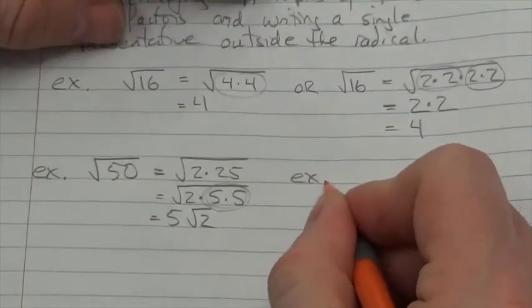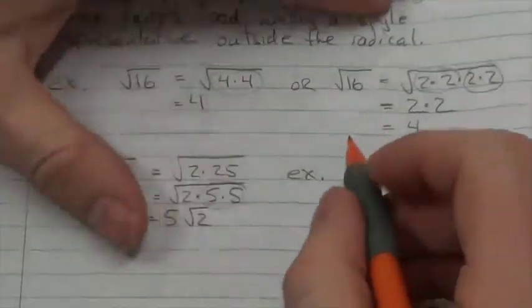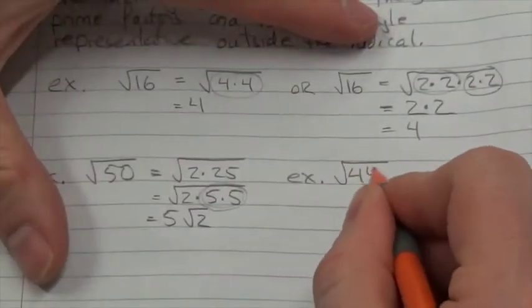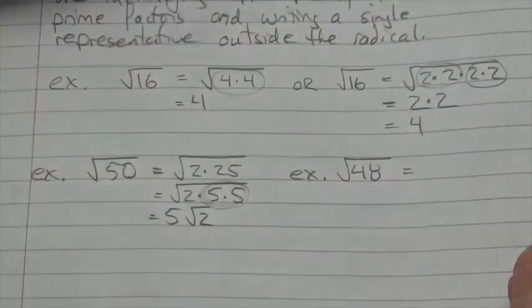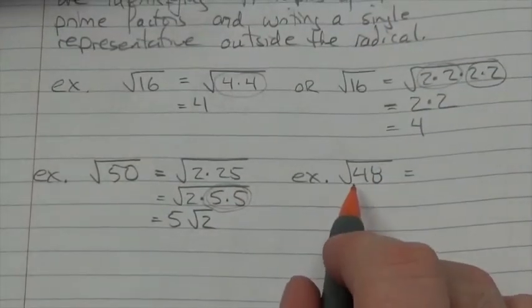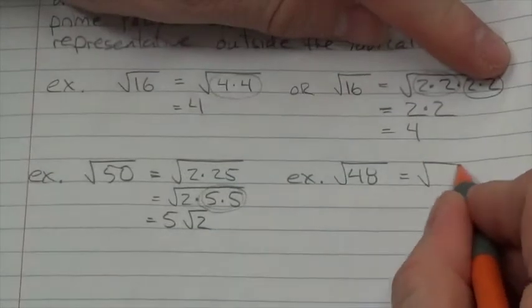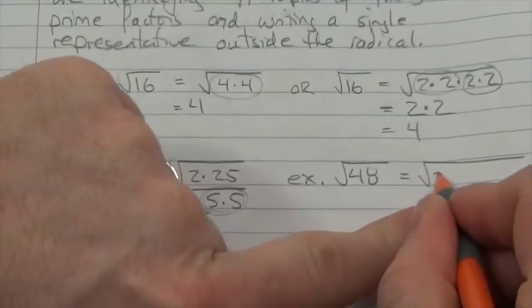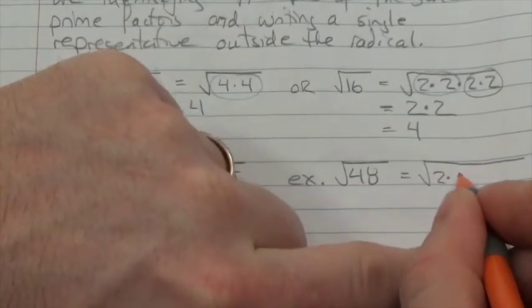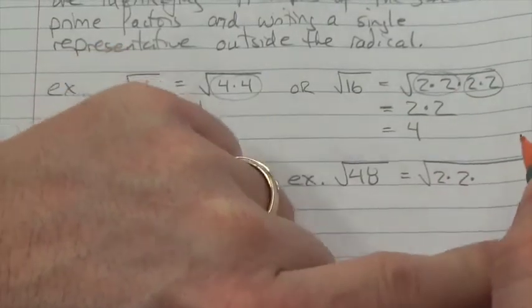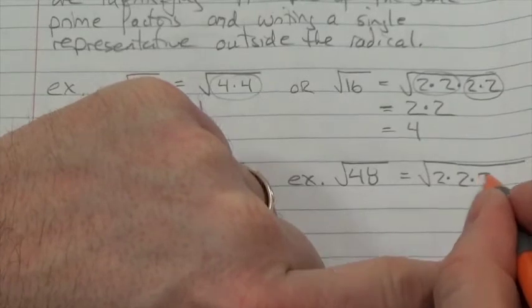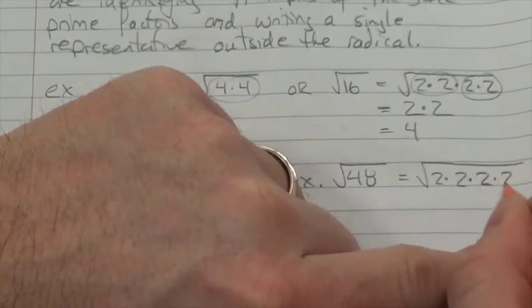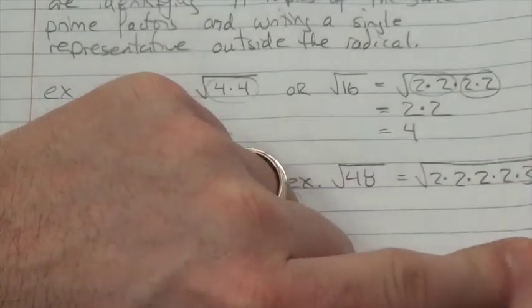So let's take a look at another one. Let's say it's something like the square root of 48. Well, 48, let's see. Again, I want to break this apart into its prime factors. 48 is divisible by 2, that's 24. 24 is divisible by 2, gets me 12. 12 is divisible by 2, gets me 6. And 6 breaks down into 2 times 3.